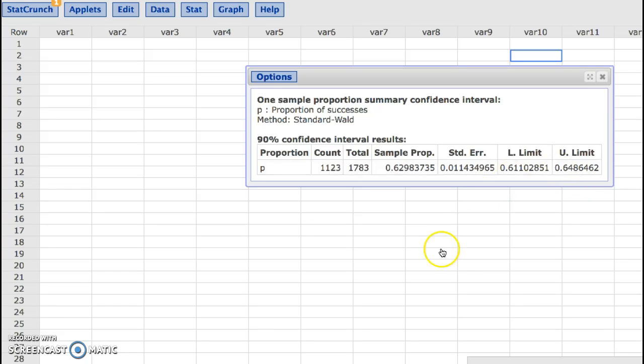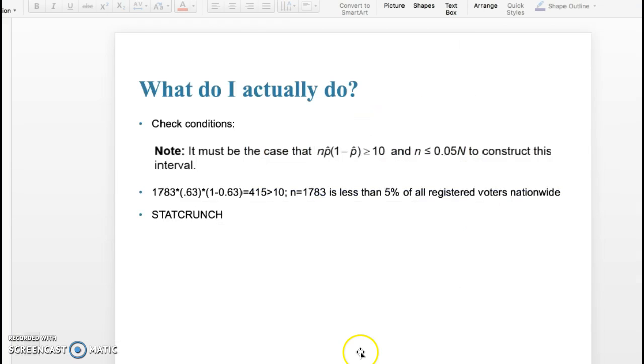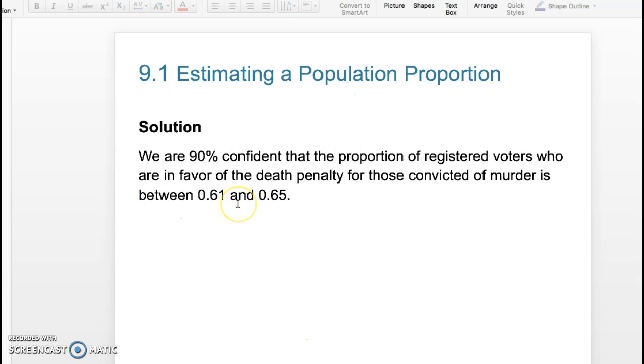And let's take a look at how we would interpret this. We are going to say kind of a standard sentence with confidence intervals. We always repeat the confidence level and say we are 90% confident, or 95, 99, whatever our confidence level, that the proportion of registered voters who are in favor of the death penalty for those convicted of murder is between 0.61 and 0.65. So you're giving your lower bound and your upper bound for your confidence interval, and we're saying we're confident that our actual proportion is between these two.